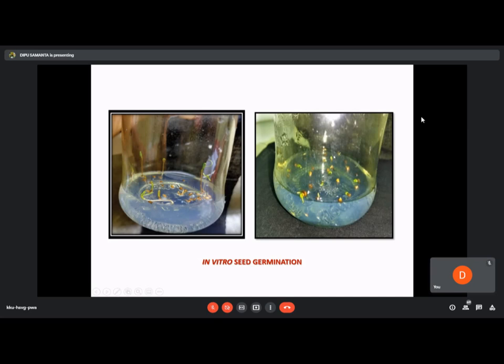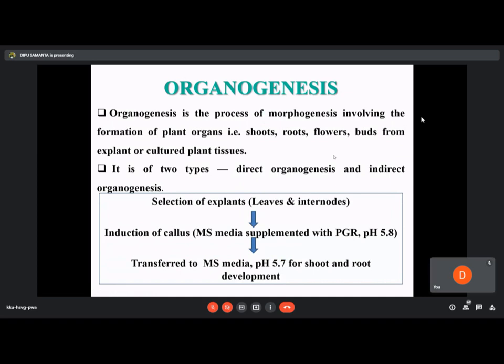Now, coming to another method, that is organogenesis. What is meant by organogenesis? Organogenesis is the process of morphogenesis involving the formation of plant organs, that is shoot, root, etc., from the cultured tissue in the tissue culture method. It is of two types, direct organogenesis and indirect organogenesis.